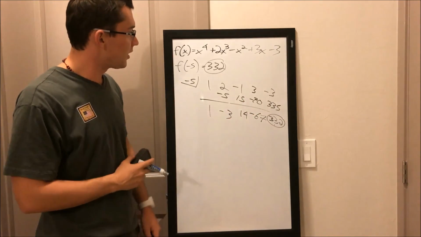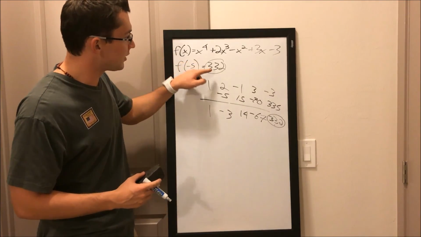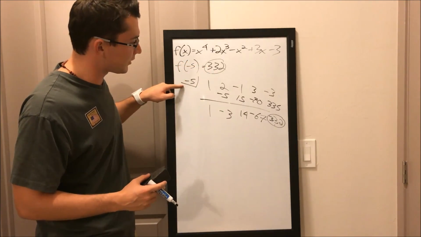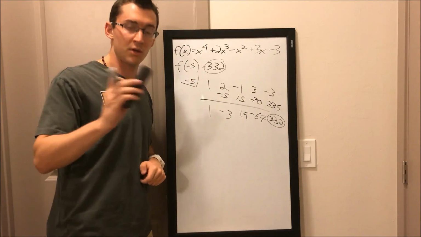So there you go. That's synthetic substitution. You substitute, get a value. Synthetic division, get a value. Both should match. You got it.